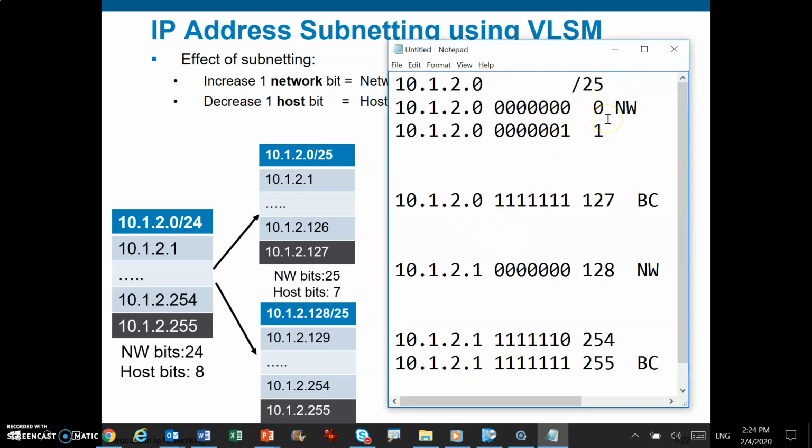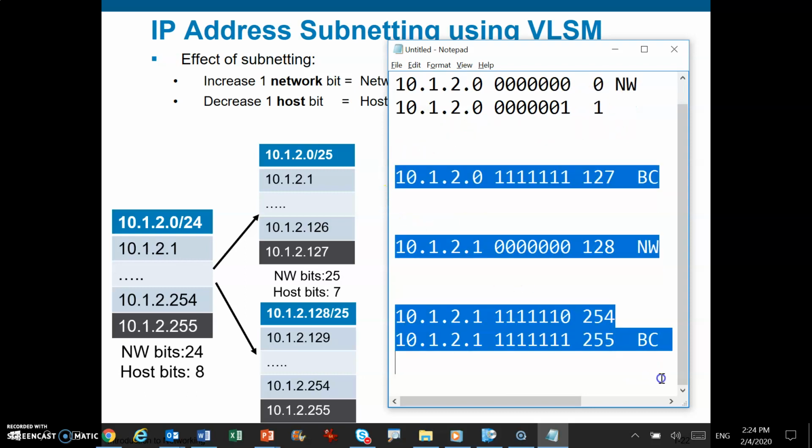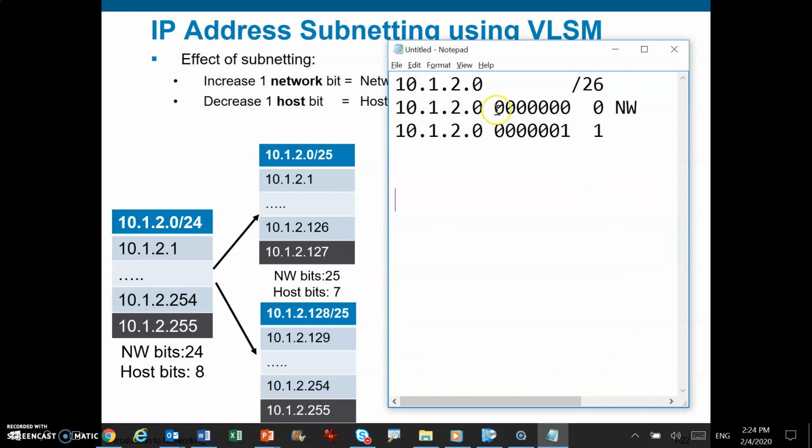How about if we borrow 2 bits instead of 1 bit, to /26? Then how many networks have we created? I'm going to delete all this. When we borrow 2 bits, these have become the network bits. 2 bits have become the network bits.